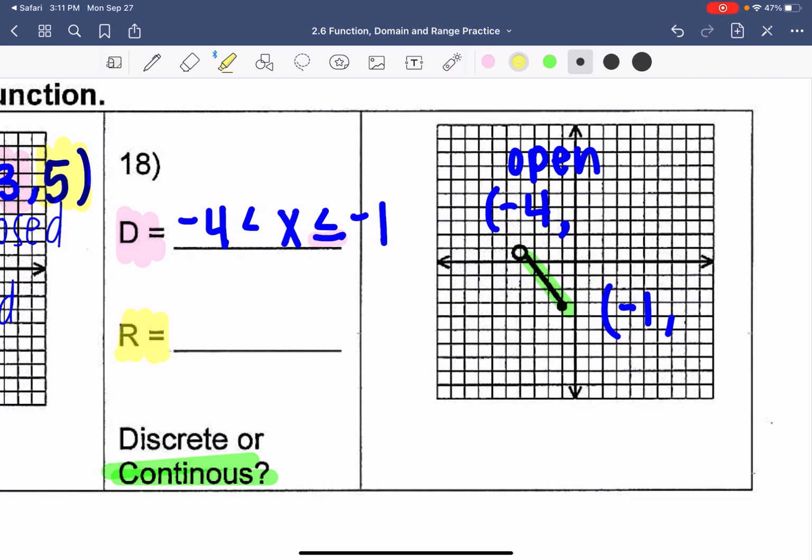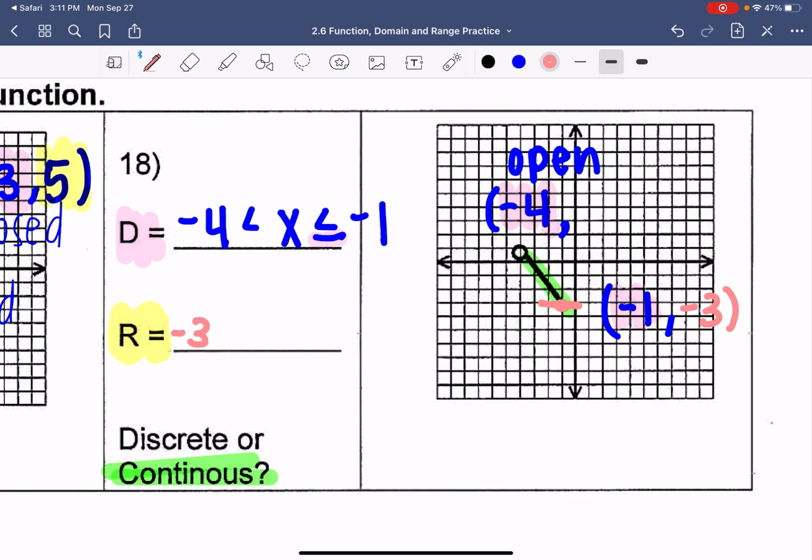Range is the same way, bottom to top. So we're looking at the most bottom point. Let's highlight our y's here. The lowest this line goes is right here, and at that point, it is 1, 2, 3, -3. So -3 gets listed first.